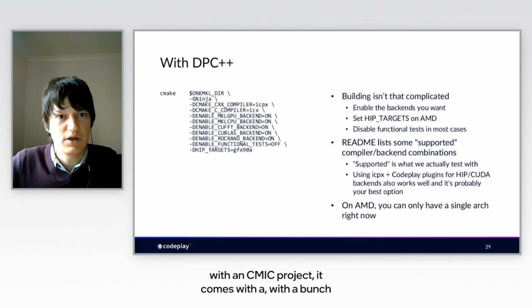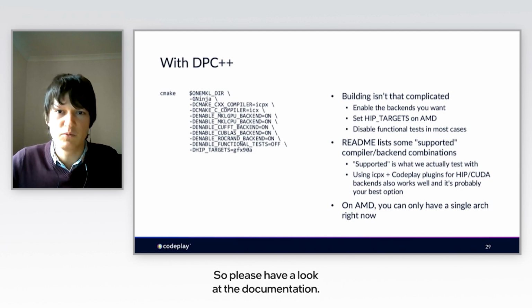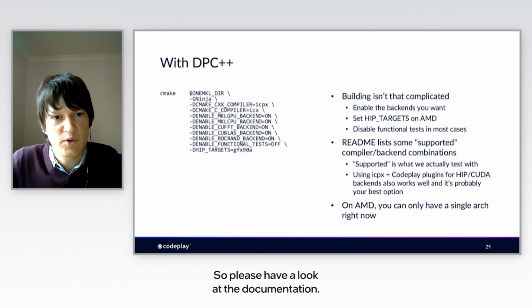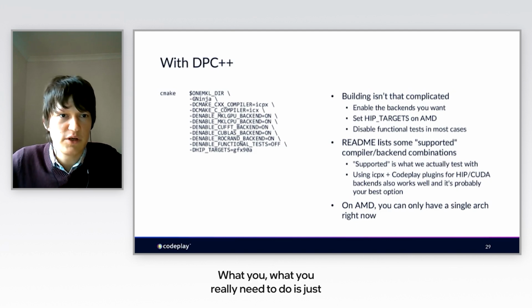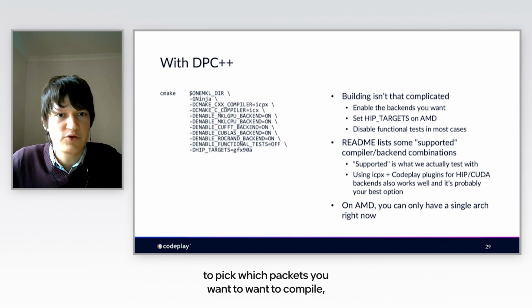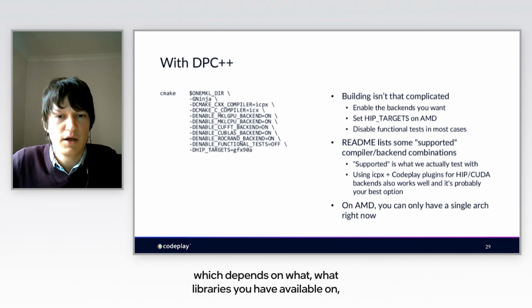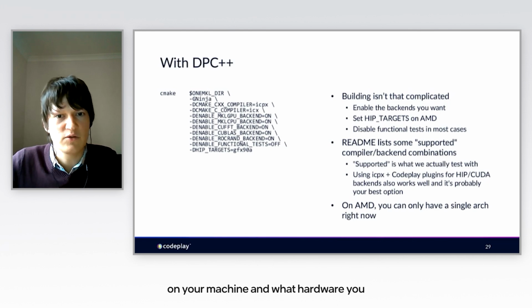It comes with a bunch of options that you can specify. They're all documented, so please have a look at the documentation. I think it's quite good for the build procedure. What you really need to do is just pick which backends you want to compile, which depends on what libraries you have available on your machine and what hardware you're intending to run on.